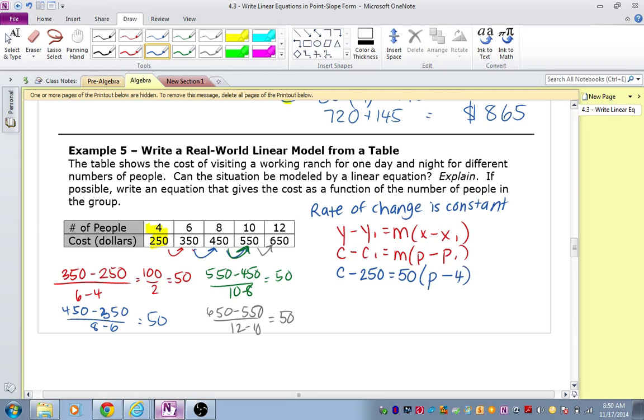So that's our equation in point-slope form. Let's change it so that the C is by itself. We have C minus 250 equals 50P minus 200. Add your 250 to both sides. You get C equals 50P plus 50.